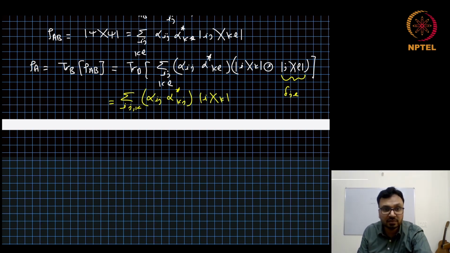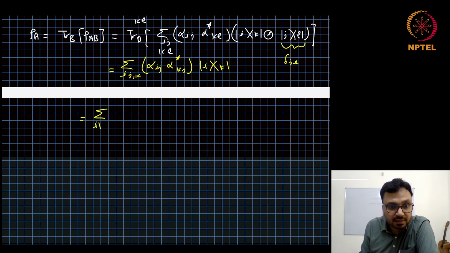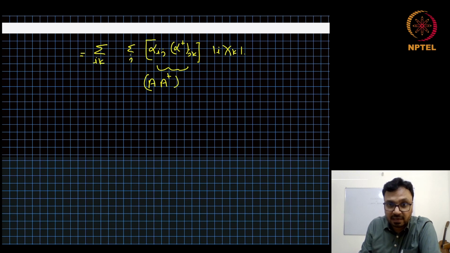After taking the partial trace over B subsystem, this is the matrix we have. Now we can write it as, for element IK, sum over J of alpha_Ij alpha-dagger_JK, and this whole thing with the summation over J can be written as, let us say, matrix A times A dagger, the element IK.